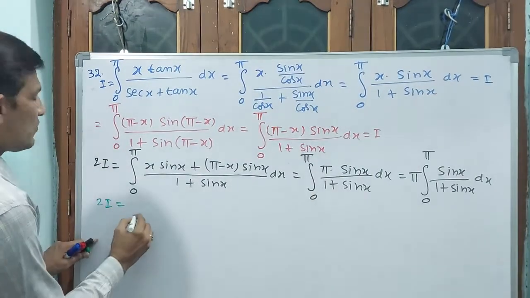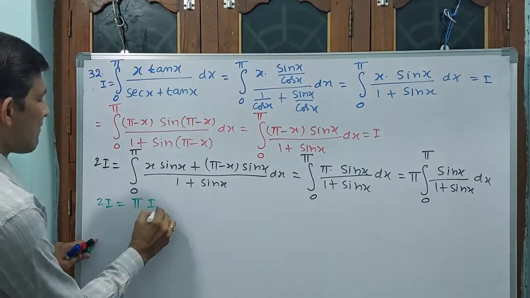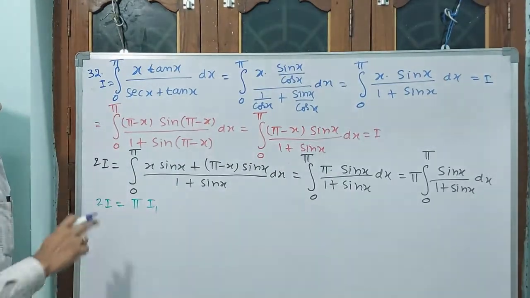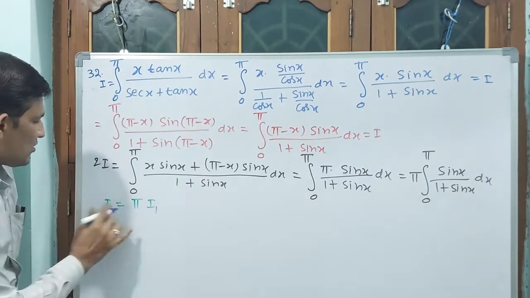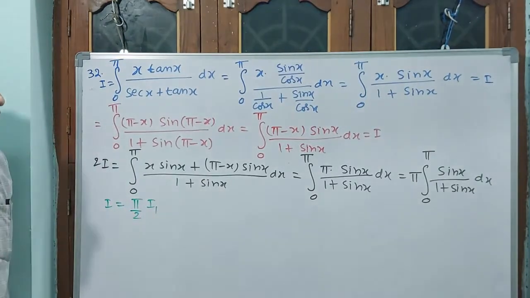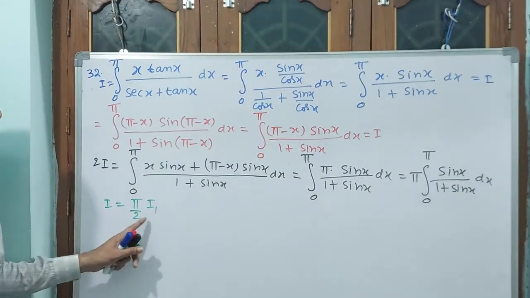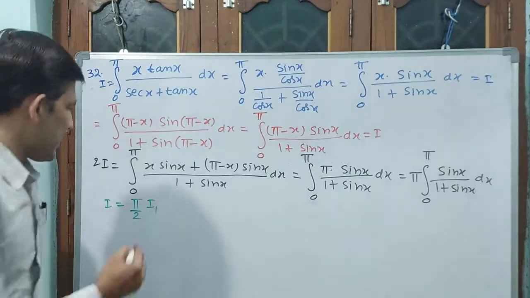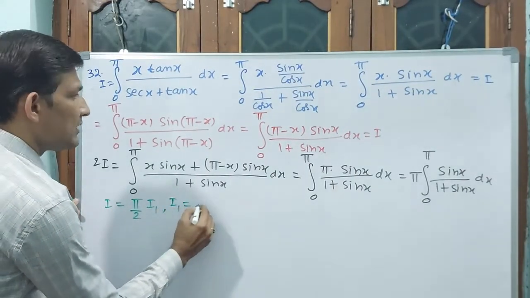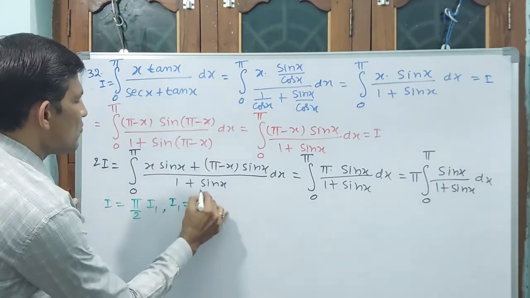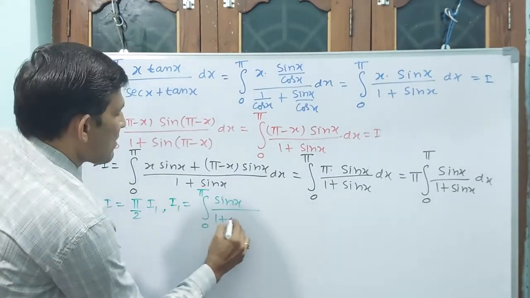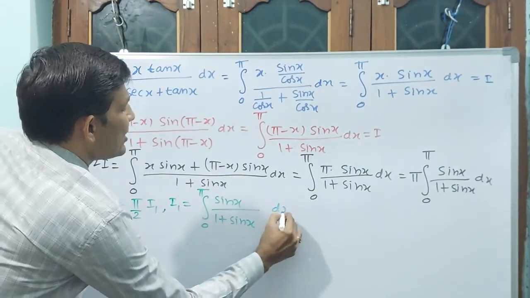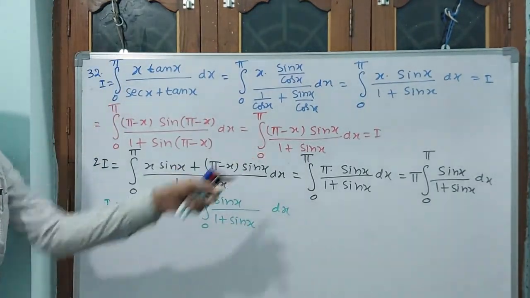2I is equal to pi into I1. Or else shall I write I is equal to pi by 2 I1, because the 2 goes to the denominator of pi. I is equal to pi by 2 I1, where I1 is equal to the integral from 0 to pi of sin x by 1 plus sin x dx. Is this okay? Okay.